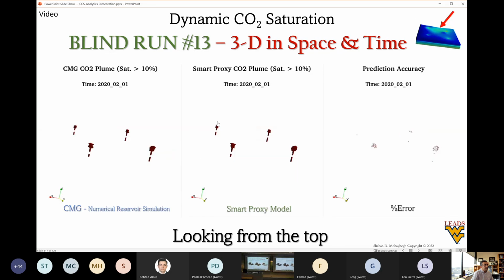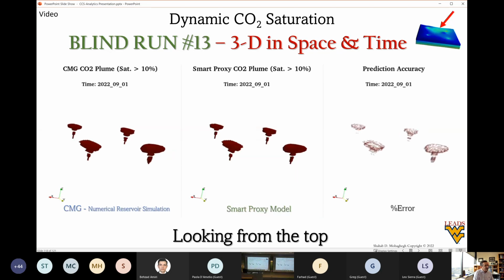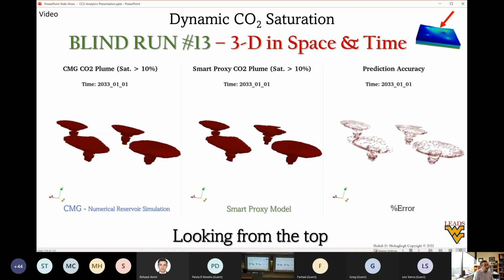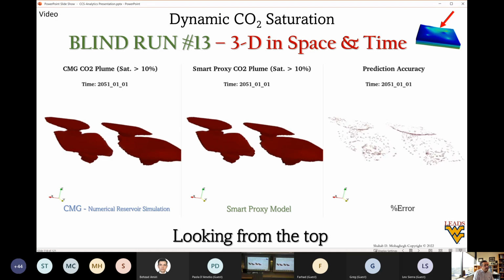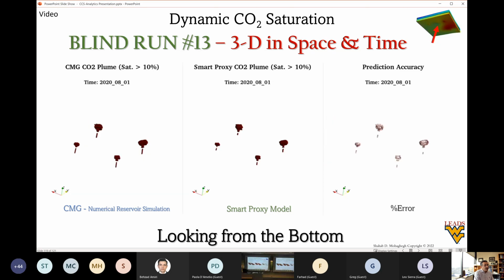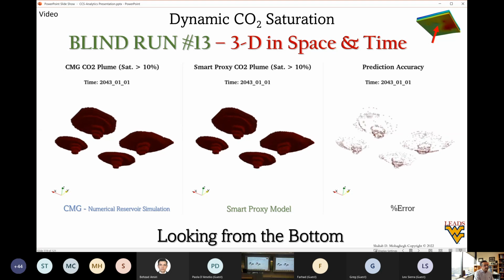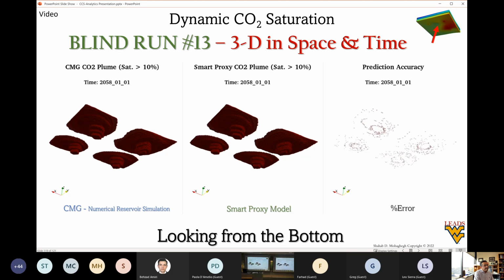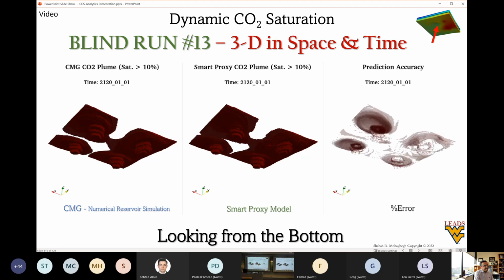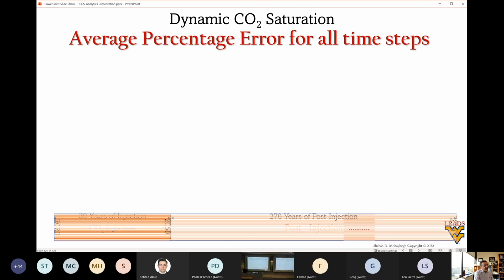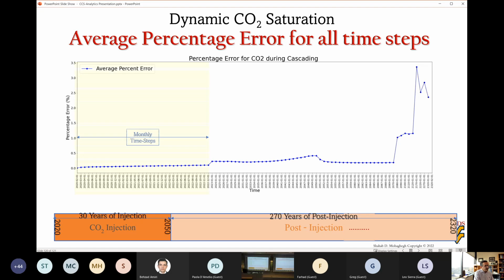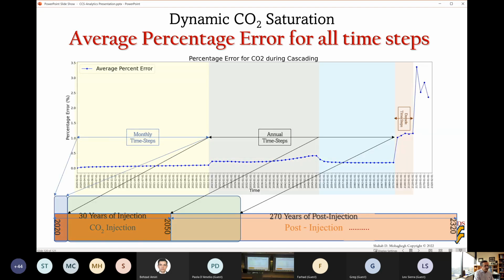We'll go to another blind run, 13, same thing, looking from top, 3D. And looking from bottom, the same thing. And of course, these are the errors of this, as I showed you before.